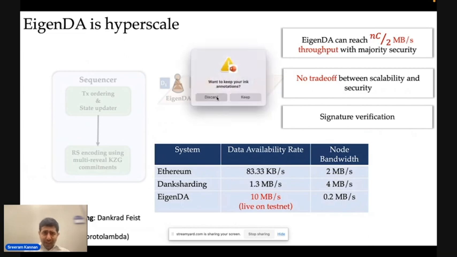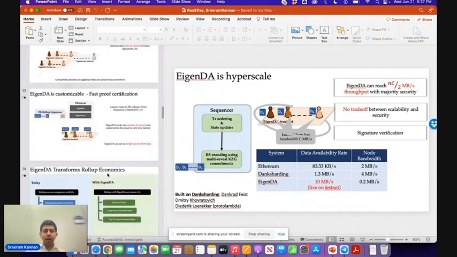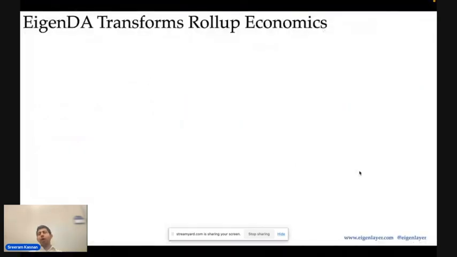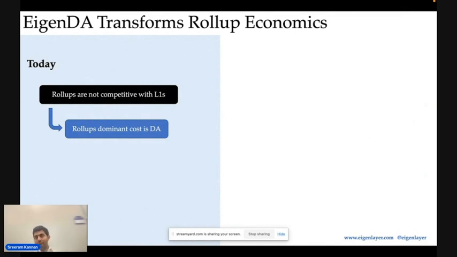Awesome. So let me skip ahead to some of these other properties. I mentioned it's low cost and low latency, but I think one of the most important dimensions we need to consider when building things like rollups is how it interacts with the economics. If you look at rollup economics today, there are a bunch of problems. The first one is that the rollup's dominant cost is DA, and DA cost is high, right? And if the DA cost is high, you cannot make it cheaper than the DA cost. So that puts a floor on your cost basis.